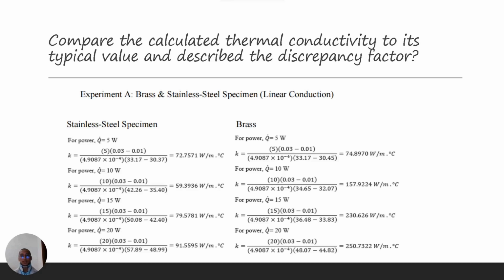For experiment A, brass and stainless steel specimens for linear conduction. Based on the above calculations, brass has higher thermal conductivity than stainless steel at both power inputs in the linear conduction experiment. It is because of the various elemental compositions, which affect the rate of heat conduction. So, from the experiment conducted, brass has higher conductivity than steel. We proved that our results are accurate theoretically.